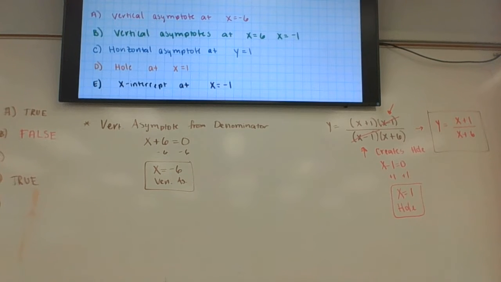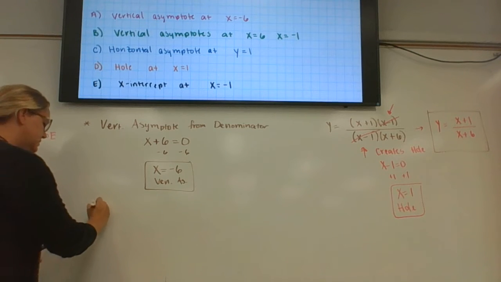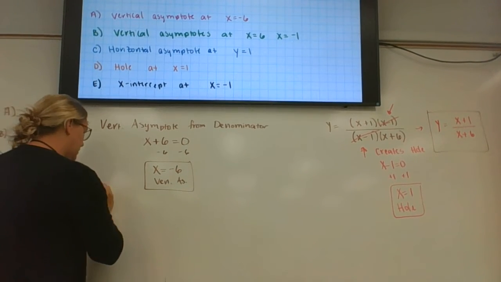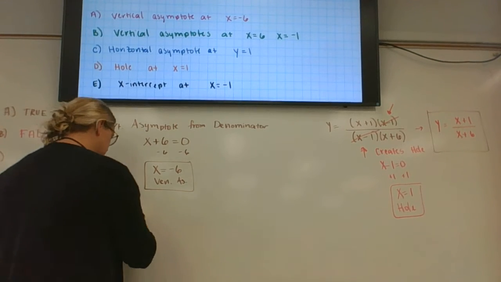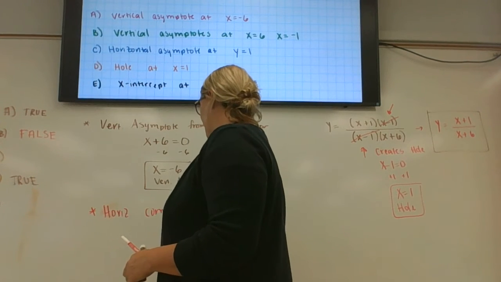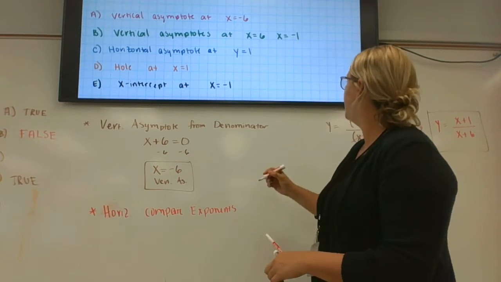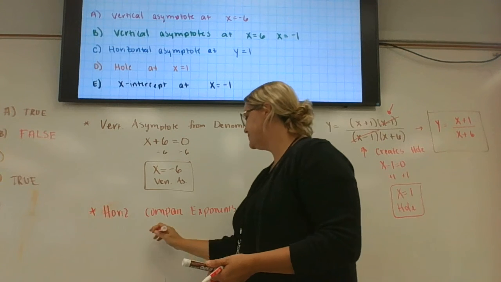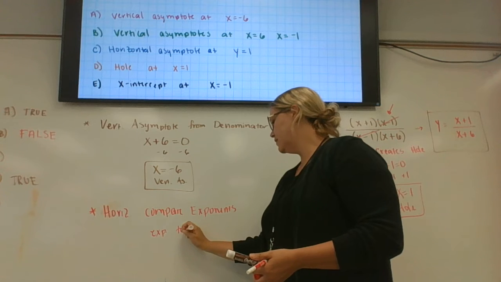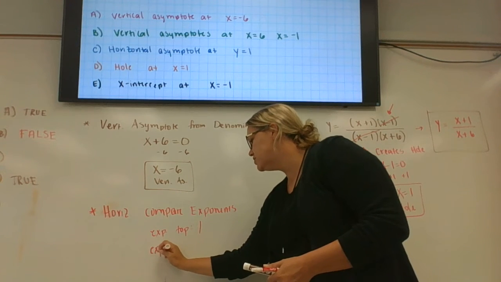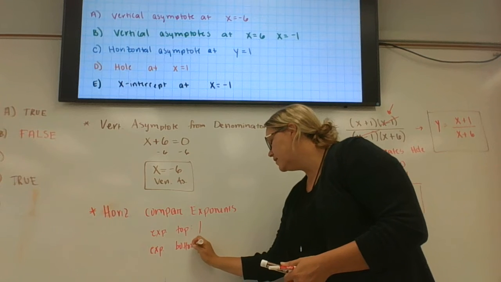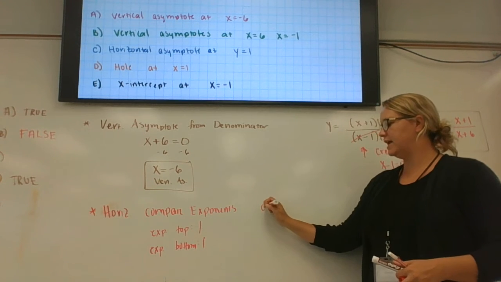Kaylee, do you have any idea where horizontal asymptotes come from? How do we decide? They come from exponents. We're going to compare the exponents, top and bottom. So, to determine the horizontal asymptotes, we'll compare exponents. The exponent at the top is 1, and the exponent in the denominator is also 1. So I would say that A equals B.